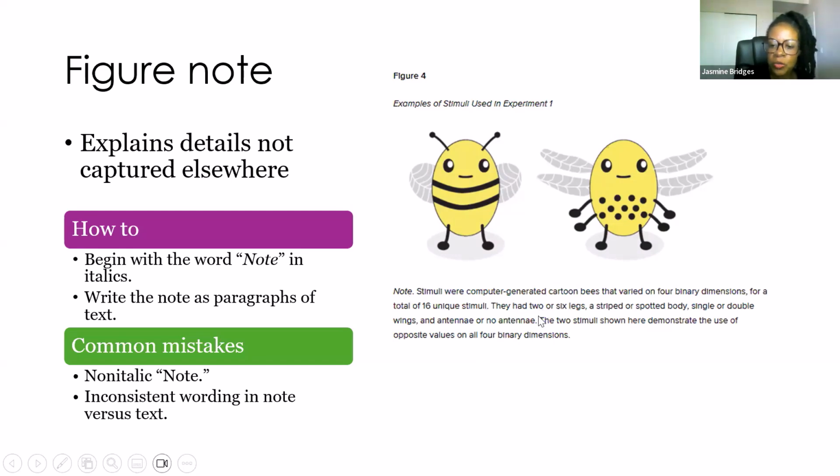And I want to point out too that in terms of here, they're using legs in their description in the note. And so we can assume that that's what they're talking about here, these little appendages. But if we look in the text and they use something like arms to refer to these, that would be an inconsistency between the text and the note. And so we want to make sure that we use the same wording in both so that the readers are not confused. And so those are the basic elements of putting together your figure.